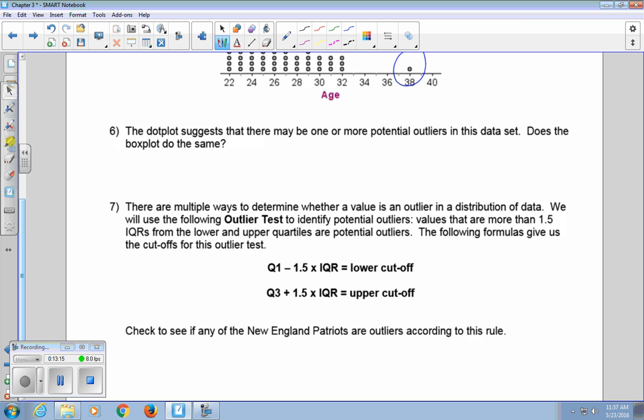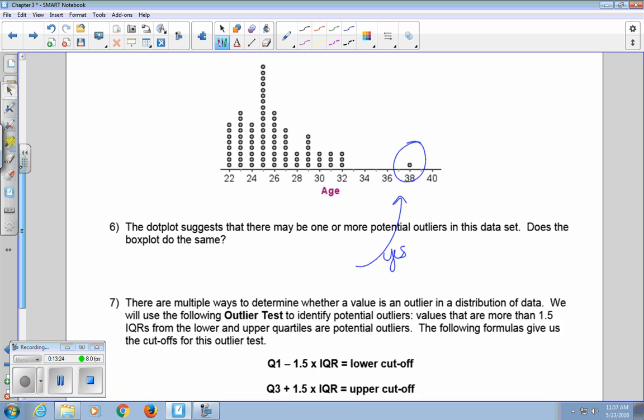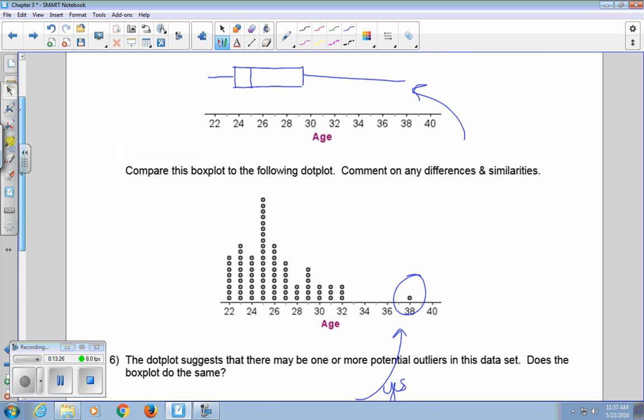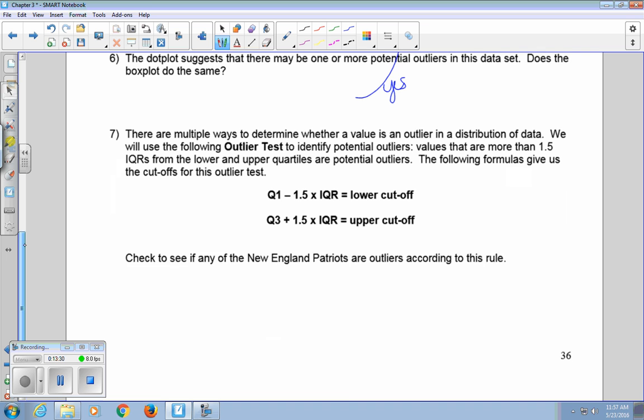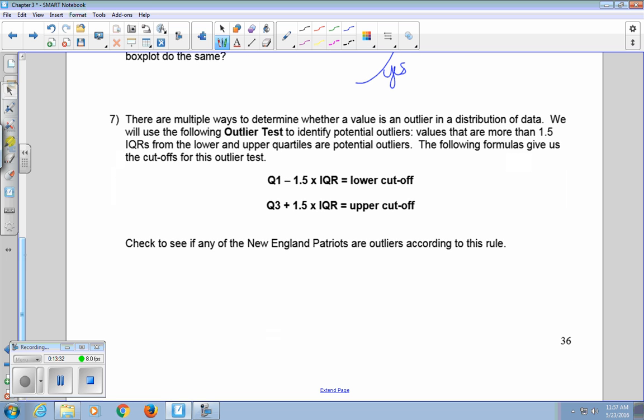Okay, let's try this again. The dot plot suggests, yes, that there's an outlier. The box plot does not tell, you cannot tell for sure whether or not we have an outlier. So there are some ways to determine whether there's an outlier, and then there is a way that we can display this in a box plot.